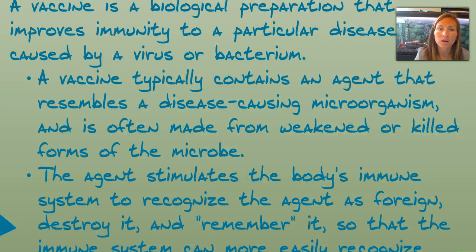Now, there are different ways that we can fight bacteria and viruses that are dangerous to us. One of them is a vaccine, which is just a biological preparation that improves the immunity to a particular disease caused by a virus or bacterium. I will say vaccines are more commonly used for viruses, though. They usually contain an agent that resembles a disease-causing microorganism, which is often made from a weakened or killed form of that microbe. What ends up happening is that a vaccine will stimulate the body's immune system to recognize that agent and destroy it, so that later on, if you get infected by it, it will be taken care of by your body on its own.